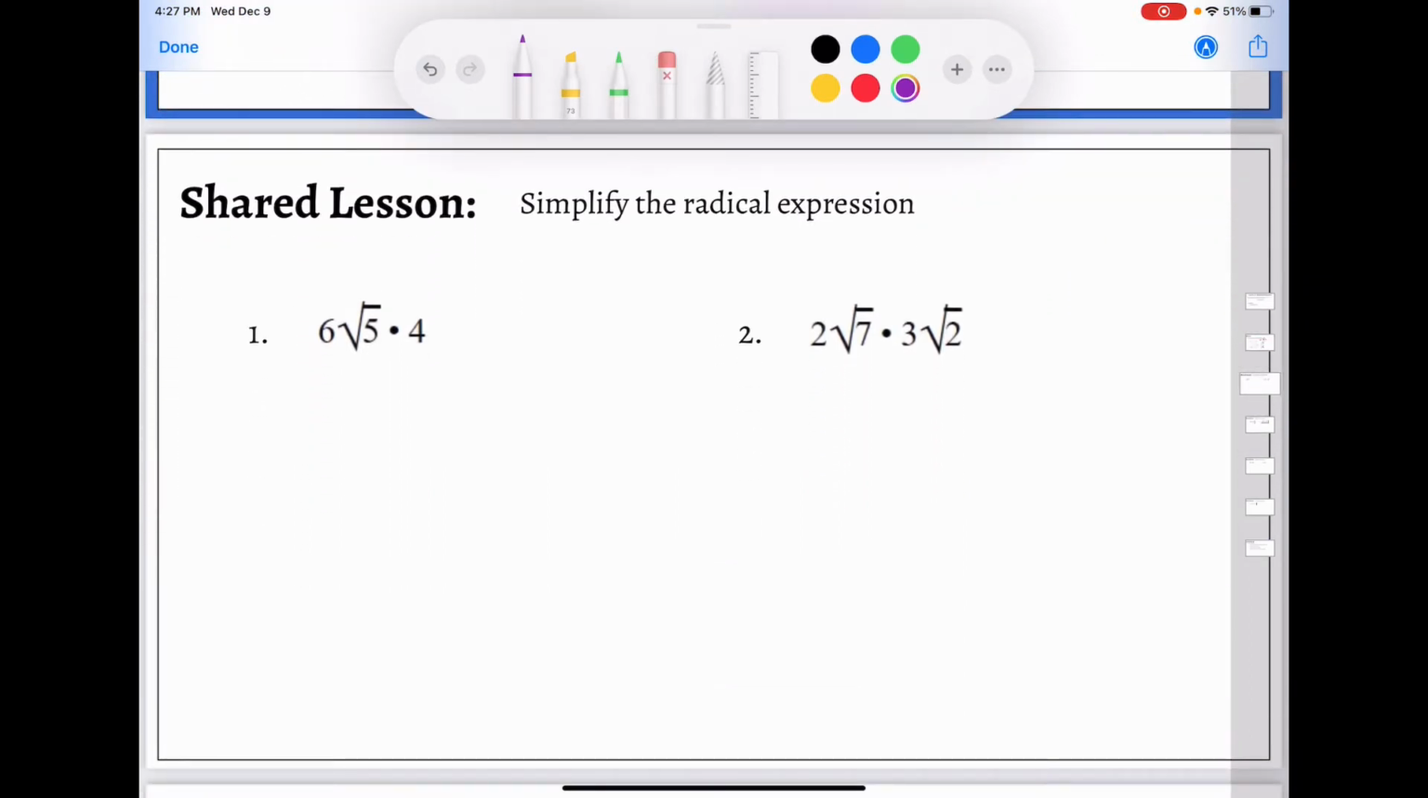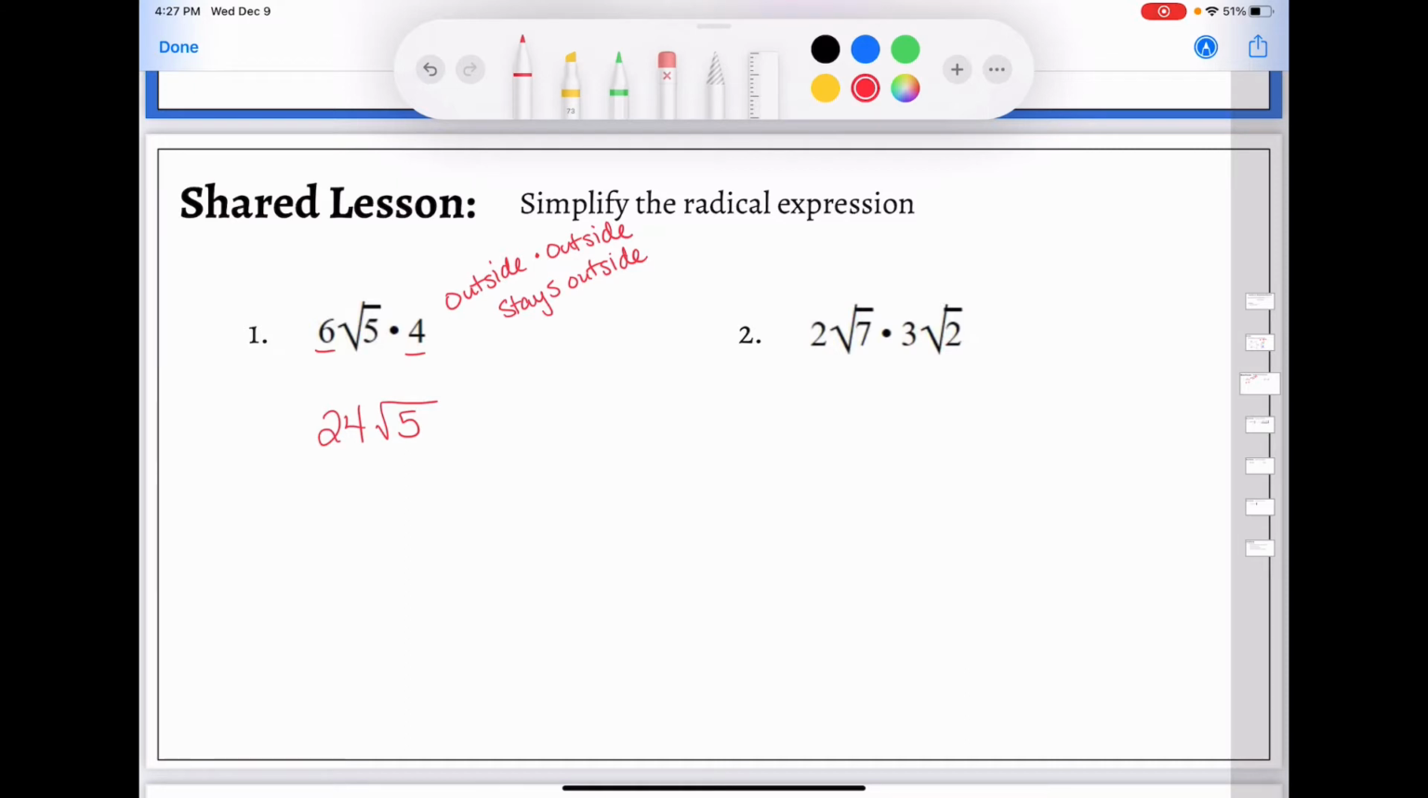So here's our first one. If I said I wanted 6 radical 5 times 4, well, you'd multiply the 6 times the 4, right? Outside times outside. And the 6 times 4 will give me 24, and that's going to stay on the outside, right? There was nothing else for the radical 5 to multiply by, so it just stays as radical 5. That's it. But outside times outside stays outside.